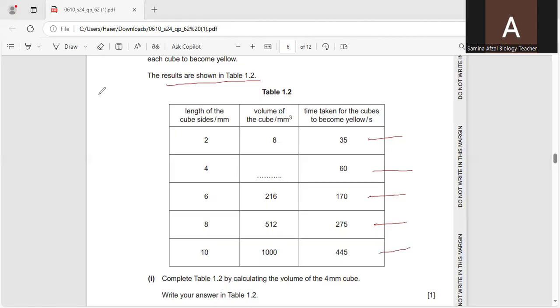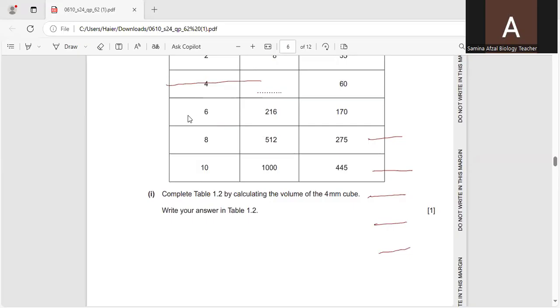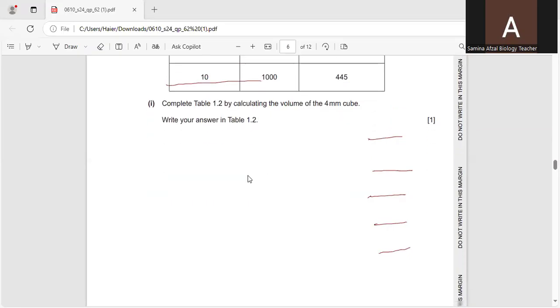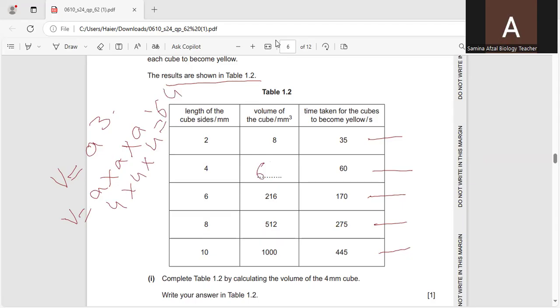So we have to find the answer for the length 4. We have to calculate its volume. The formula for the volume is V equals A into A into A, and A is 4. 4 into 4 into 4 is equal to 64. So the answer is 64.